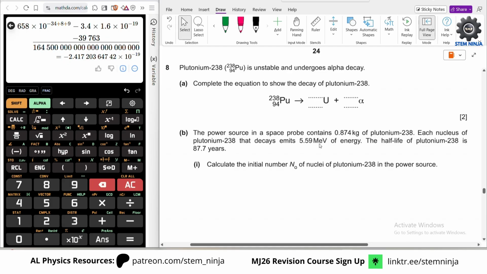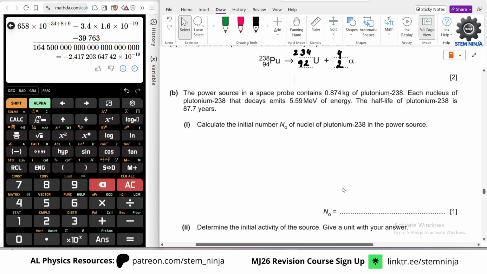Question number 8. Plutonium-238 is unstable and undergoes alpha decay. Complete the equation to show the decay of plutonium-238. So the alpha particle, we already know, is just 4-2. That means the mass number decreases by 4 to 234, and the proton number decreases by 2 to 92.